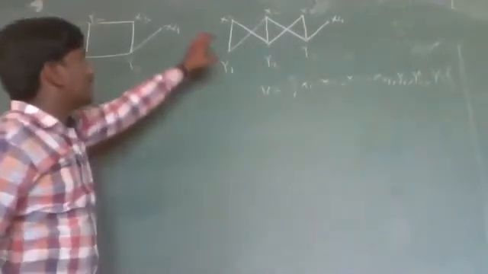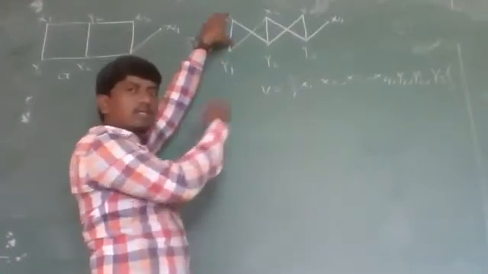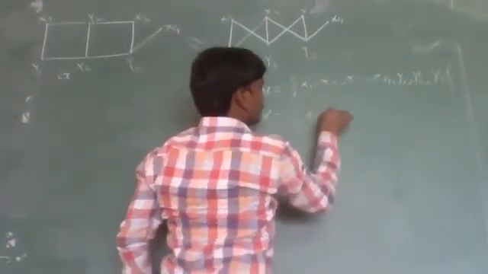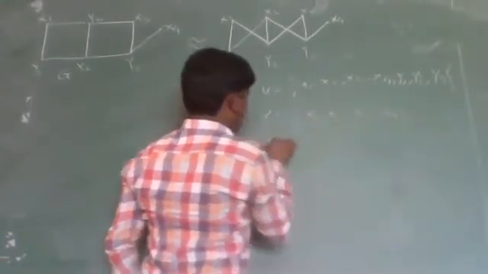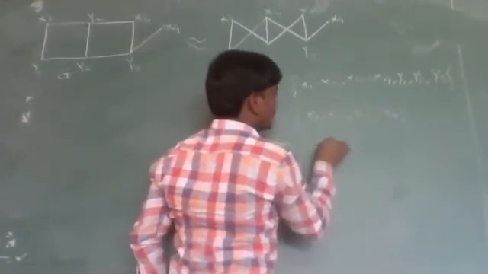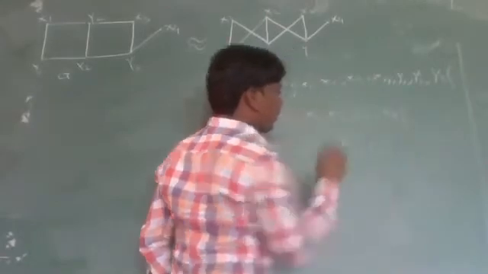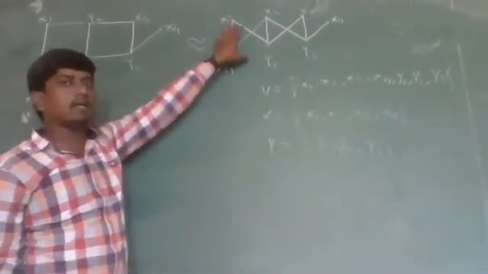Now here we can clearly find out the two subsets X and Y such that X union Y equal to V and X intersection Y is empty. That is X is nothing but x1, x2, x3 and x4, and Y contains vertices y1, y2 and y3. Now by the definition of bipartite graph, this graph is a bipartite graph.